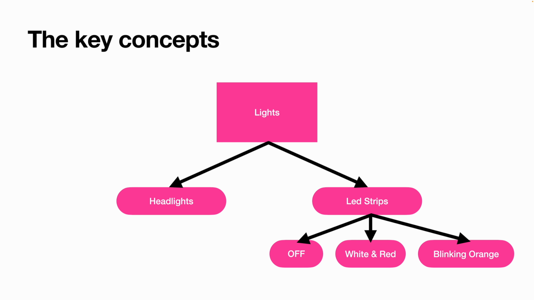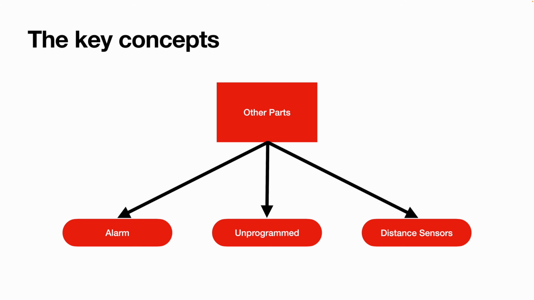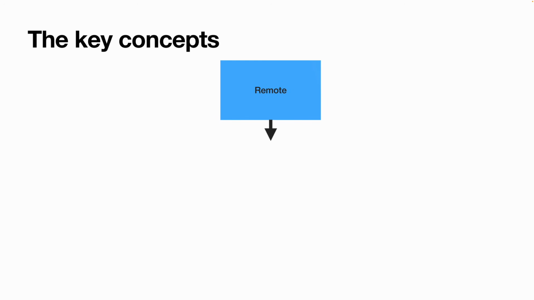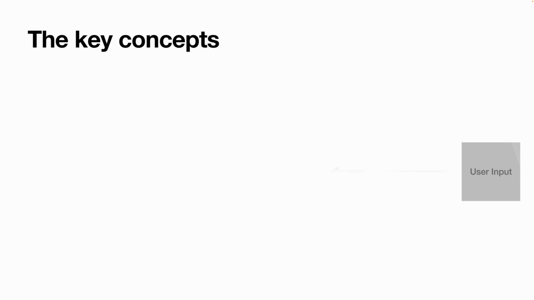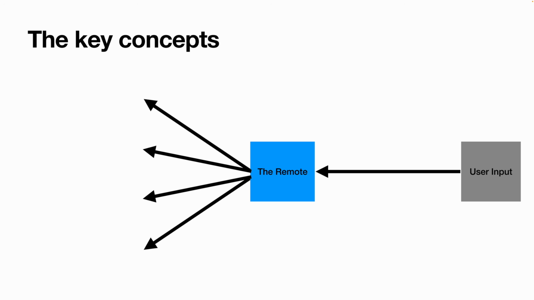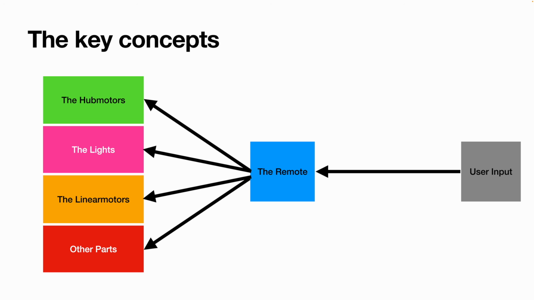The code defines how what is to be controlled. It is, so to speak, written down in the code how to control the headlights and the LED strips. The same thing goes for all the other parts, such as the alarm, the distance sensor, and of course all the unprogrammed parts. Via 10 channels, the individual functions can be controlled. And the hierarchy looks like this. The user moves a Joy-Con or pushes a button on the remote, and the remote sets the different values. But before that, we have the Arduino that interprets the values from the RC receiver.